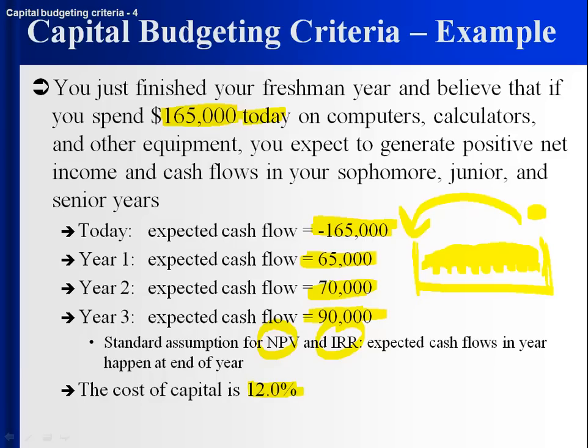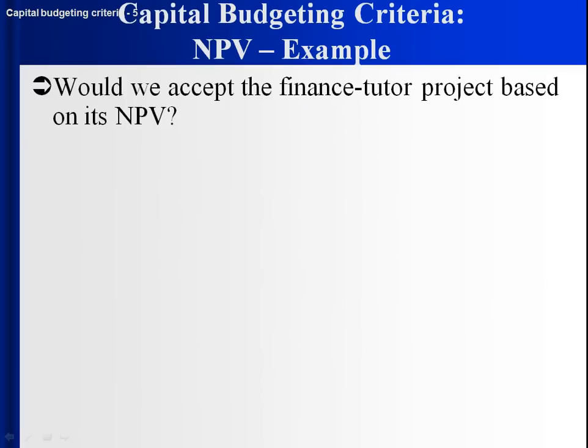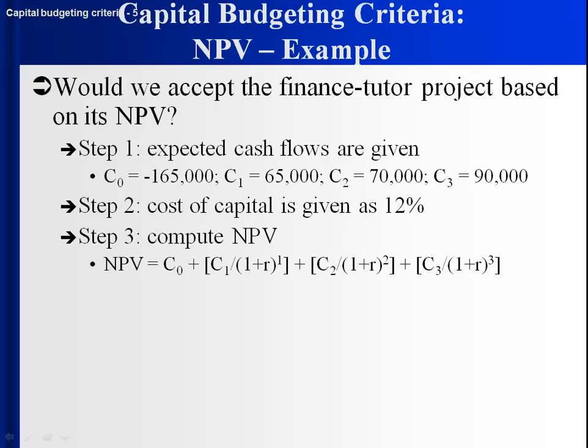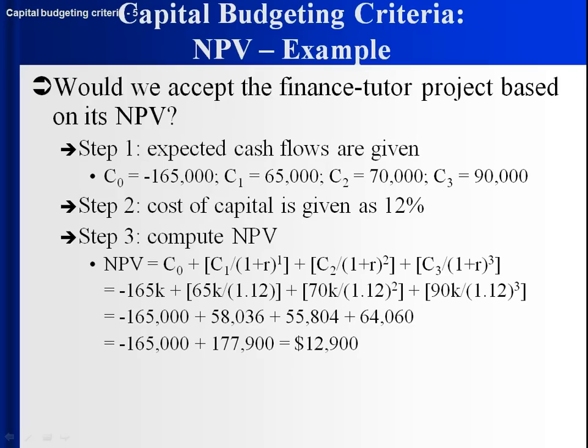What's the net present value? Should we pursue this based on net present value? Well, we know the cash flows. They're given, the expected cash flows. Cost of capital is 12%. Compute your NPV, and the answer is NPV is positive. We should go ahead and do this.